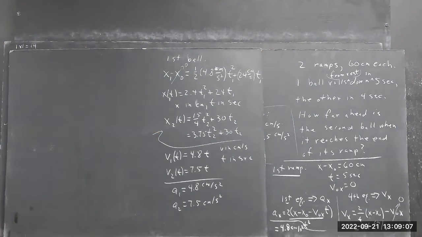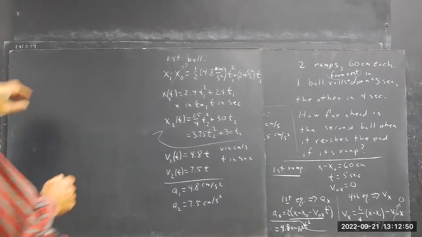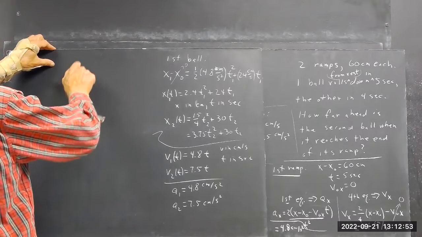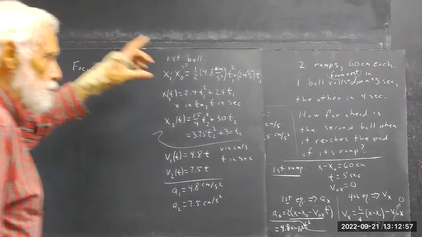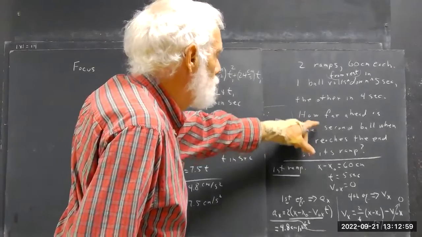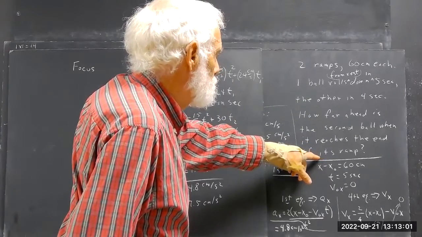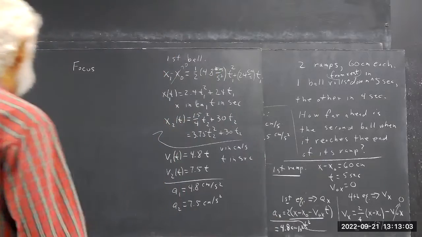Now, use the information that we got, the equations that we have up here, and see if you can answer the questions. We want to focus, because what we want to do is we want to find out how far ahead the second ball is when it reaches the end of its ramp.